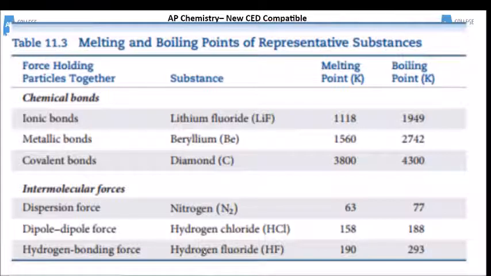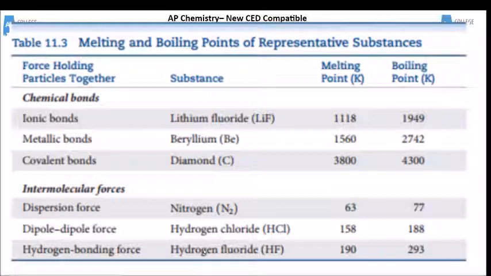So here are some examples of actual melting and boiling points based on the substance. We've got ionic stuff like lithium fluoride. It's got a crazy high boiling point and melting point. You could not melt lithium fluoride on your stove. It just doesn't get hot enough. You've got metallic bonds, like just straight up beryllium. We talked about those a couple of times before. Also a very high melting point. And covalent bonds, like in diamond, all covalent bonds all the time, those also have a very high melting point.